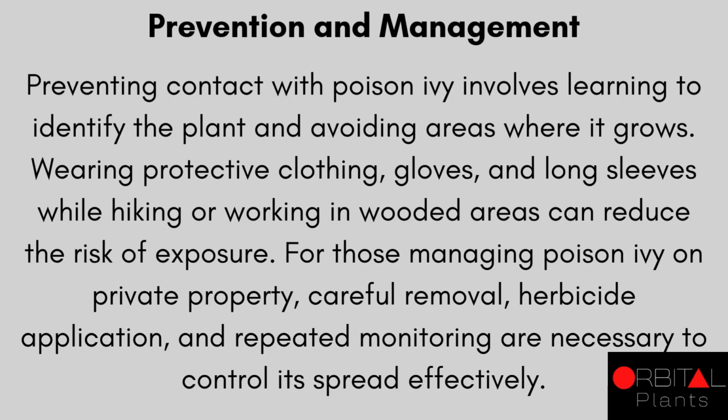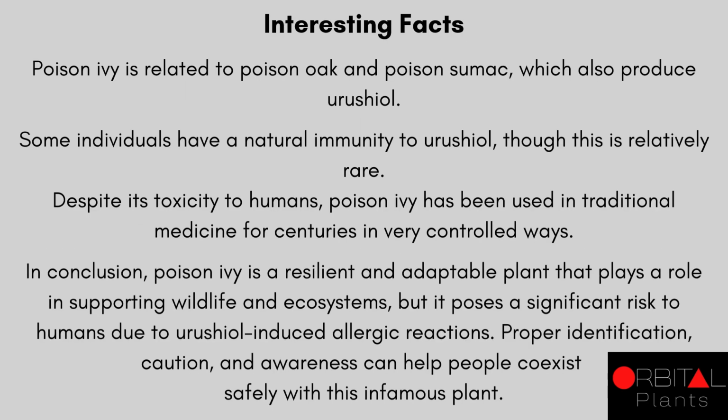Prevention and management. Preventing contact with poison ivy involves learning to identify the plant and avoiding areas where it grows. Wearing protective clothing, gloves, and long sleeves while hiking or working in wooded areas can reduce the risk of exposure. For those managing poison ivy on private property, careful removal, herbicide application, and repeated monitoring are necessary to control its spread effectively.